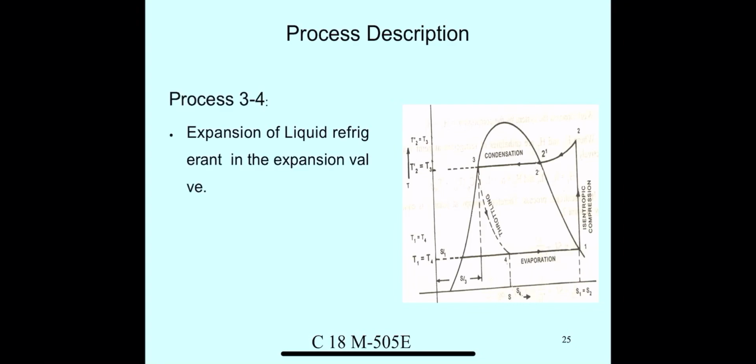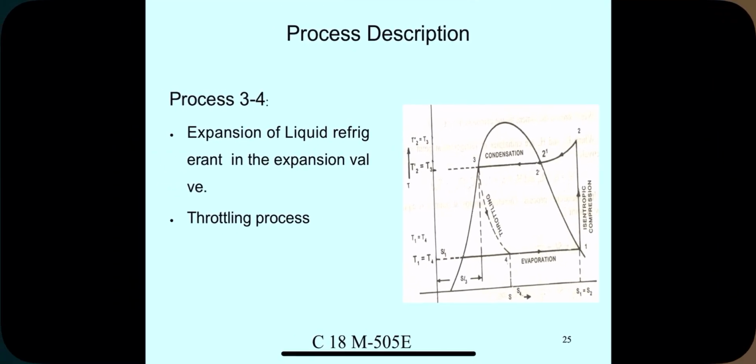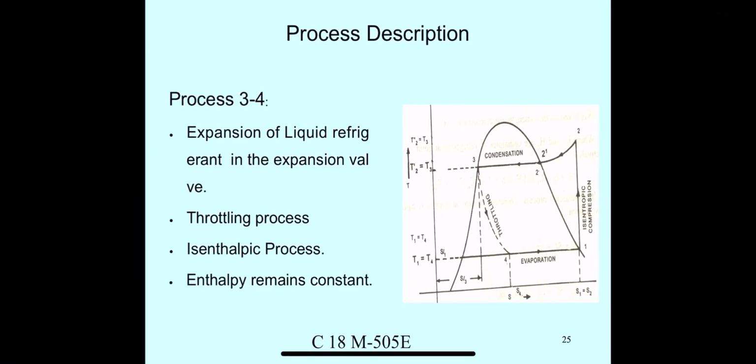And 3 to 4 is the expansion of liquid refrigerant in the expansion valve. It is a throttling process, an isenthalpic process, so the enthalpy remains constant.